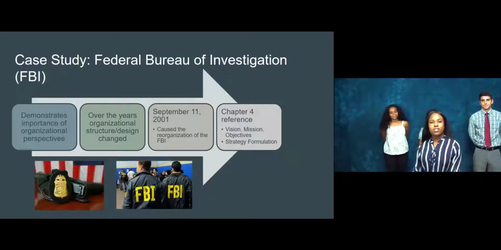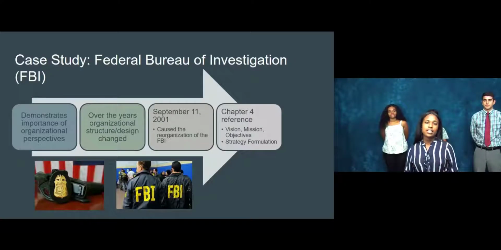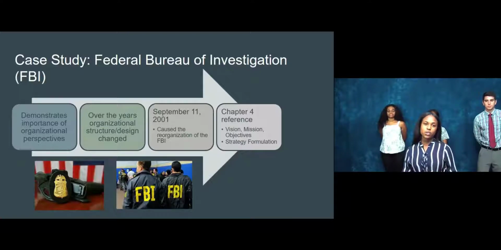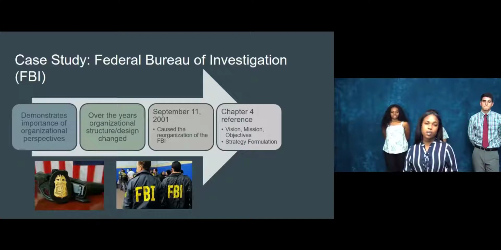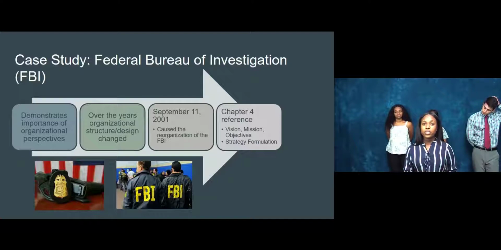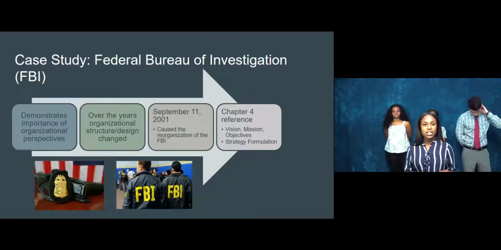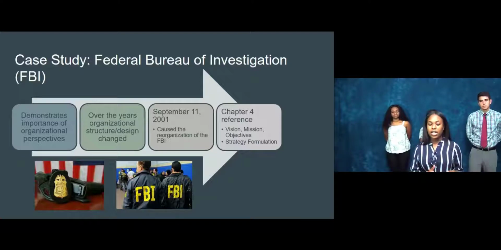The Federal Bureau of Investigation is a real-world case that demonstrates the importance of having an organizational perspective while implementing a new strategy. The FBI was established under the Department of Justice and was divided into 2 areas, criminal investigation and intelligence. As the years progressed, the FBI's organizational structure and design changed, especially after the World Trade Center and the Pentagon were attacked on September 11, 2001. After these attacks, the FBI's strategies and priorities changed, which was needed in order to establish better activities for the FBI.